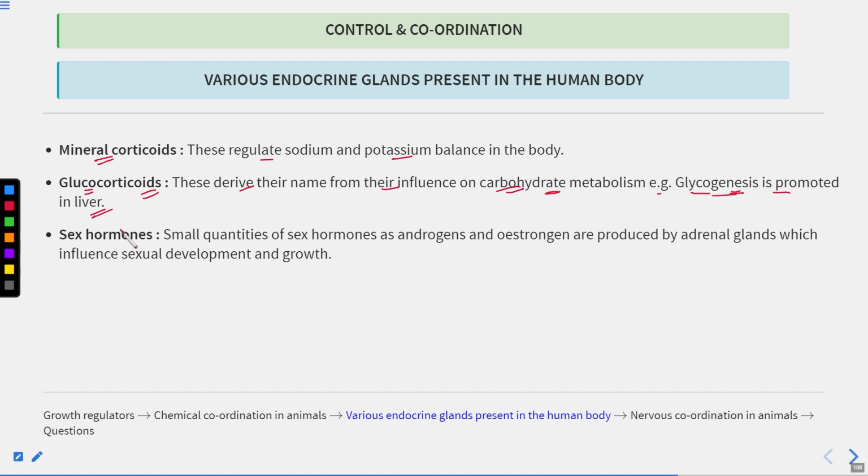Now, sex hormones. Small quantities of sex hormones, known as androgens as well as estrogen, are produced by the adrenal glands, which influence sexual development as well as growth. These sex hormones, estrogen and testosterone, are mainly secreted by the ovaries and testes, but the adrenal glands also secrete a small amount.